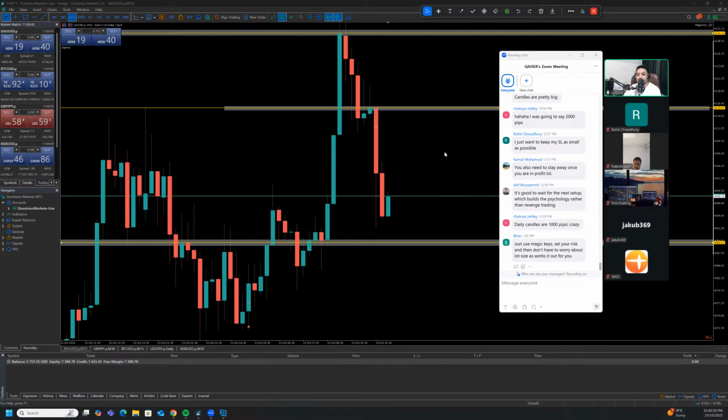It's good to wait for the next setup, which builds the right psychology rather than a revenge trade. Exactly. Wait for the next structure to appear. If you really want to give your trade any chance, wait for the new structure to be formed.